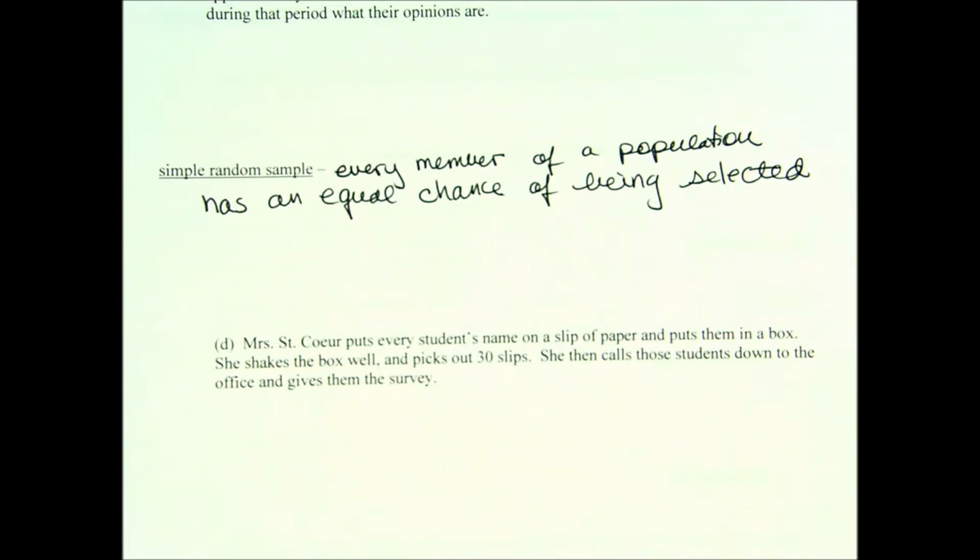The way we can do this with our Mrs. St. Kerr example, she could put every student's name on a slip of paper. She puts them in a box, 800 some names in a box. She then shakes the box and picks out 30 slips of paper. She then calls those students down to the office and gives them the anonymous survey. Every single student had an equal chance of being selected. Not being in B block study hall didn't hinder your chances. Not being able to attend a meeting after school didn't hinder your chances. Everyone has an equal chance of being selected.